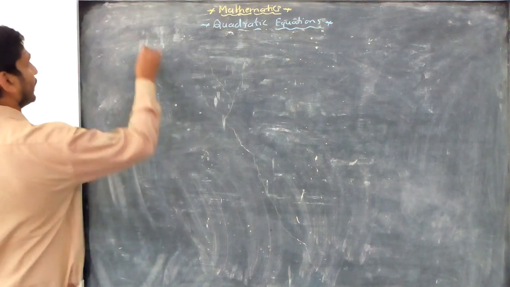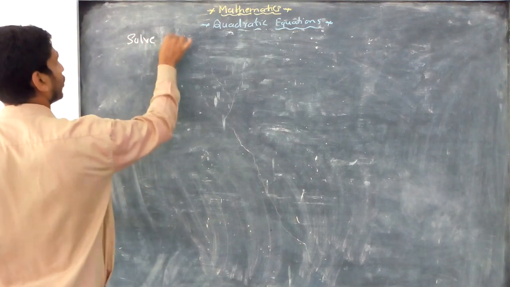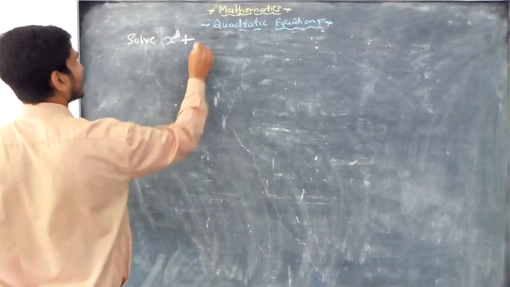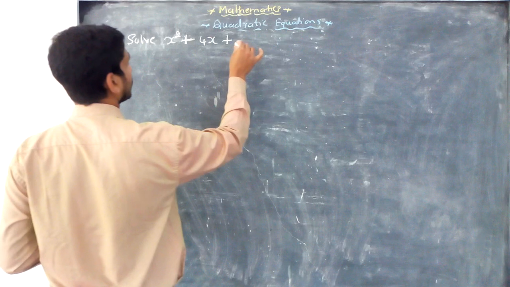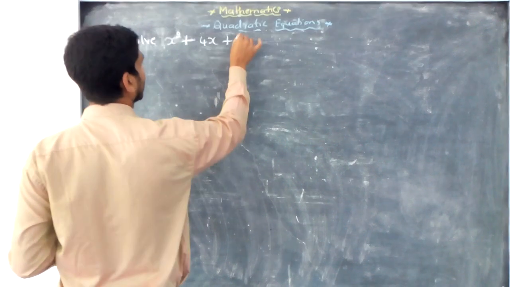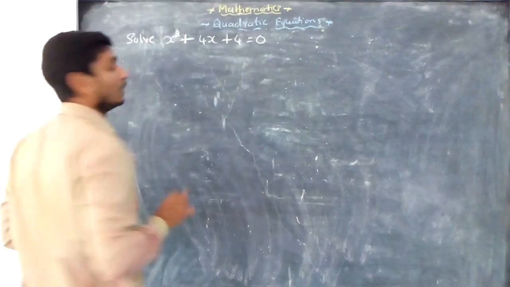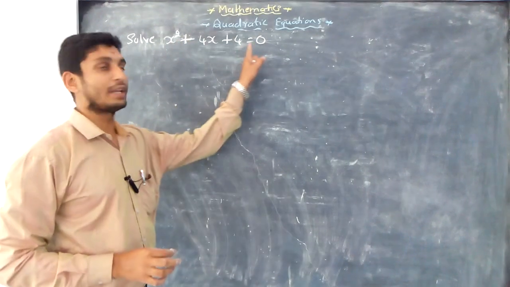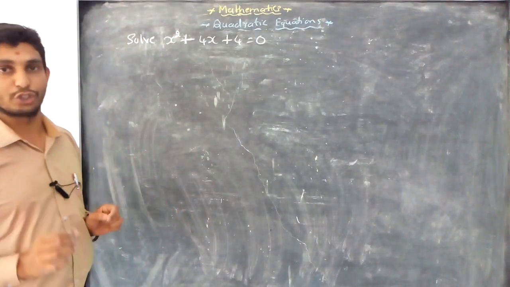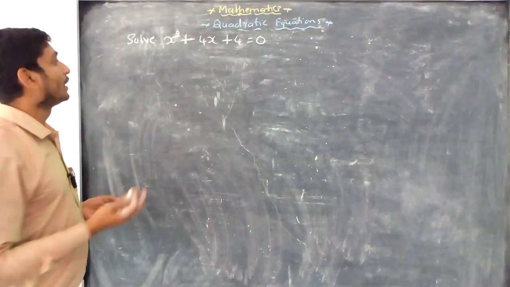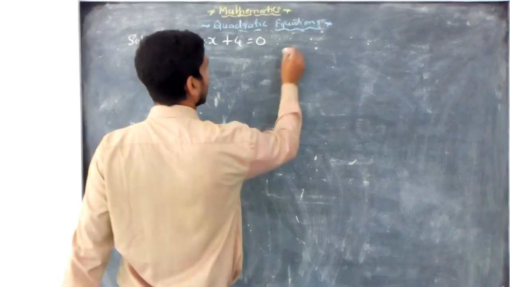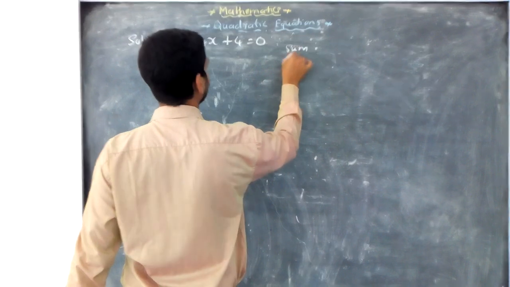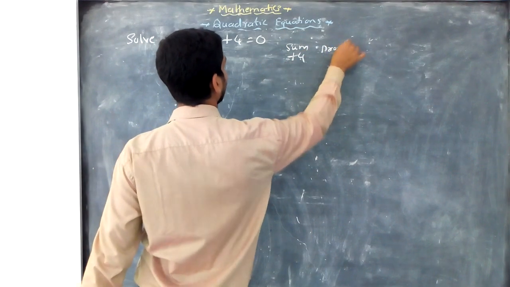Notes, look. Question is like this: solve x square plus 4x plus 4 equals 0. Solve x square plus 4x plus 4 equals 0. This is the given question. Now I will solve this problem. Yes, better you can go for factorization method. Yes, I will go for factorization method. Sum should be plus 4. Product should be plus 4.